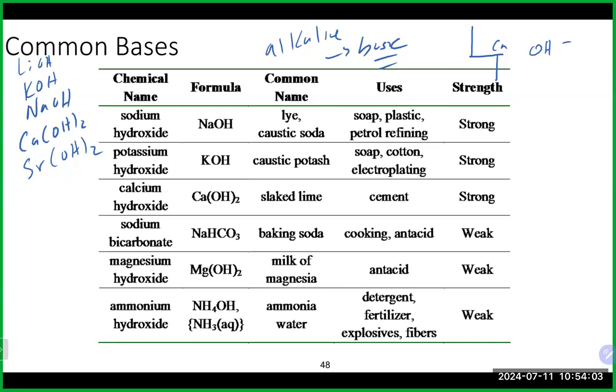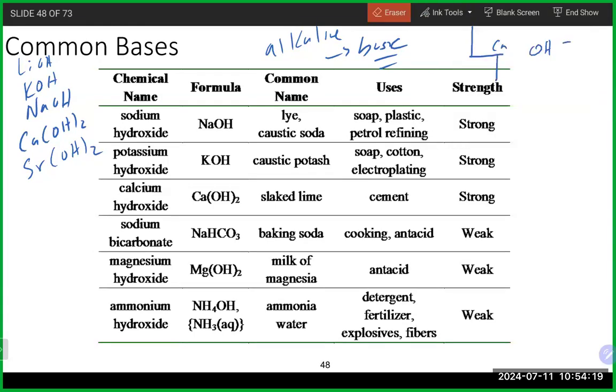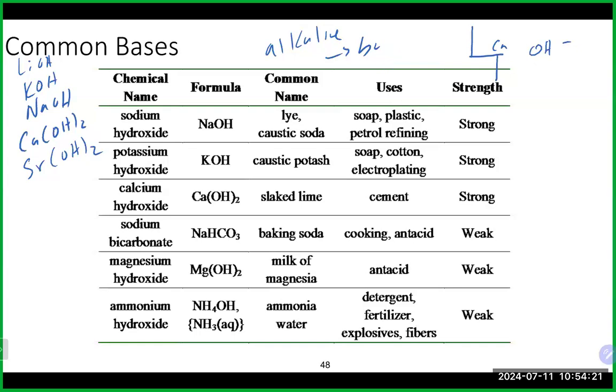Now, not all bases actually will have hydroxide in the actual formula. A lot of weak bases will actually not have hydroxide in their actual formula. But what happens with a weak base, like, for example, ammonia, which is probably the most common weak base that you'll come across, NH3, which is ammonia.